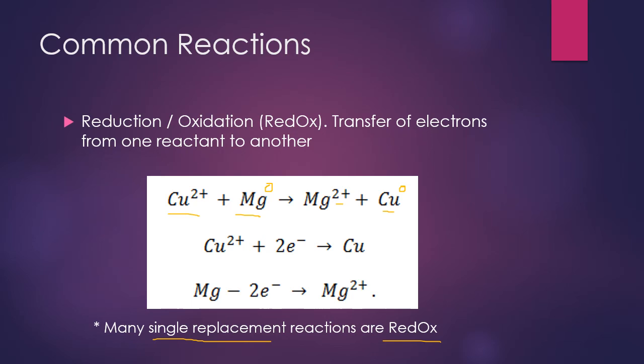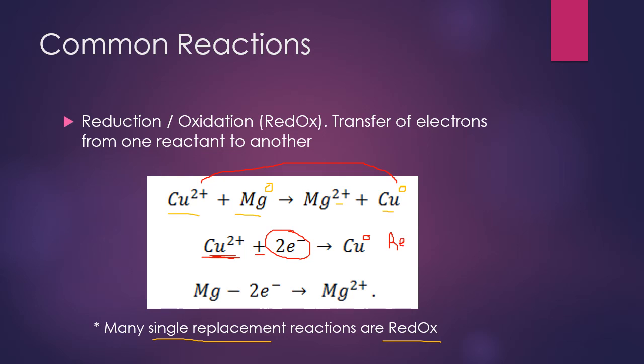What we're seeing here is that copper on the reactant side is going from a +2 to a charge of 0. In order for it to go from a +2 to a 0, it's gaining 2 negatively charged electrons. You can see in the half reaction here, we have the copper 2+ gaining 2 negatively charged electrons to get that copper neutral. So it gained 2 electrons from the magnesium. This transfer of electrons makes it a redox reaction. In this reaction, since the copper is gaining electrons, the copper is reduced.